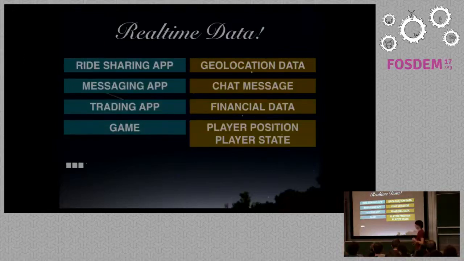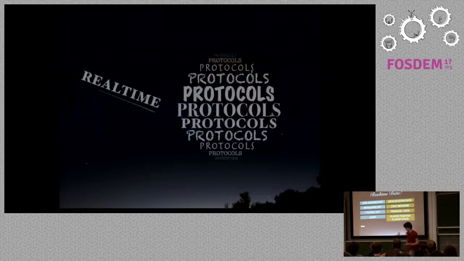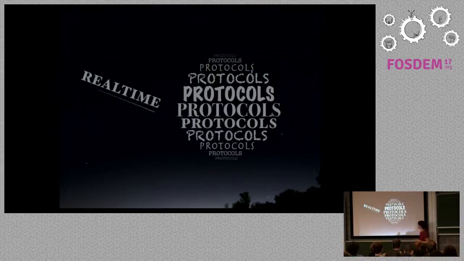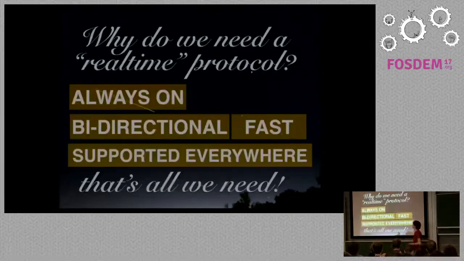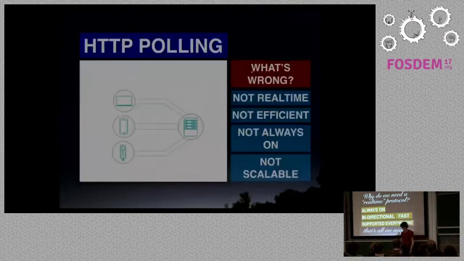And in order to share this data and have it coming back and forth between the devices or clients, you need a protocol. And for that, you need a real-time protocol. What is a real-time protocol, actually? A real-time protocol is a protocol that allows you to have an always-on connection, which is bidirectional, fast, and supported everywhere. And that's all we need to do real-time applications.